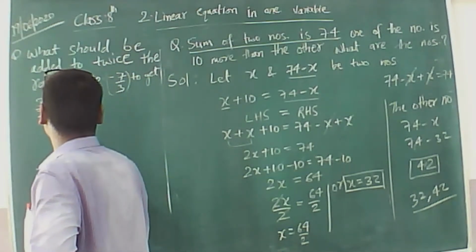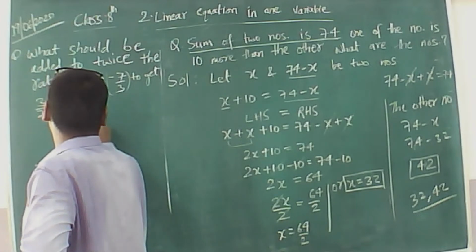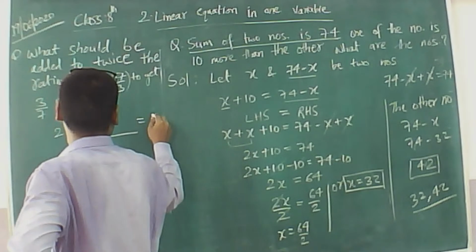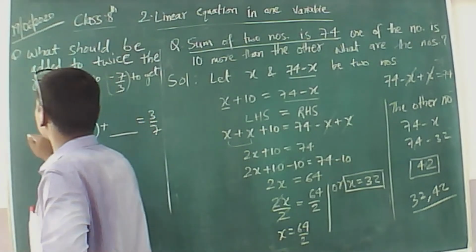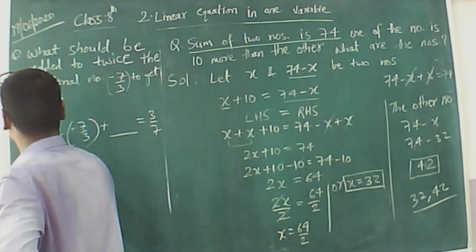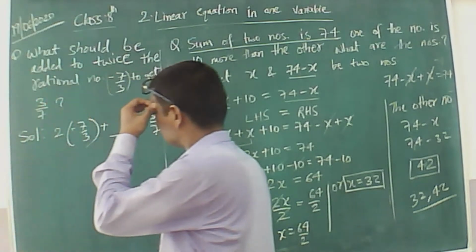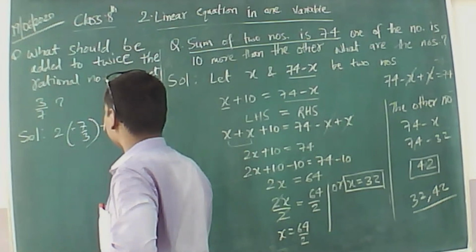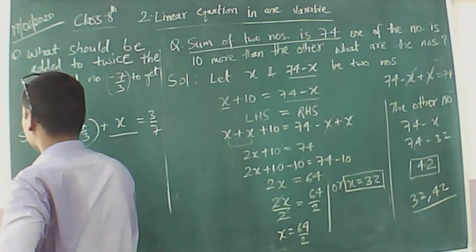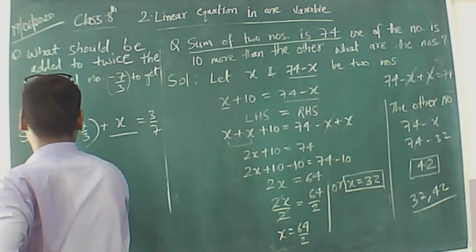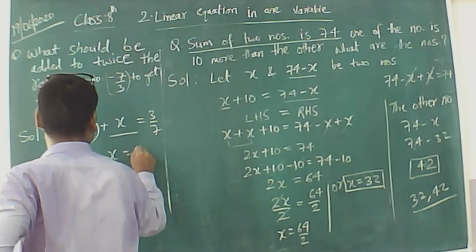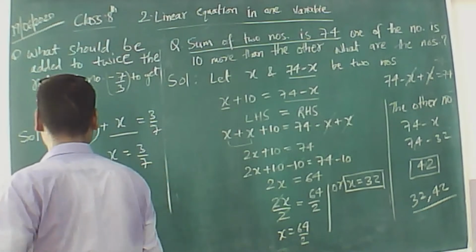So twice the given number plus we have to add something here and then it will become 3 by 7. So let this be the unknown quantity x, and when we multiply this it becomes minus 14 by 3 plus x is equal to 3 by 7.